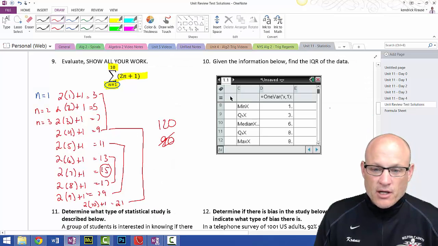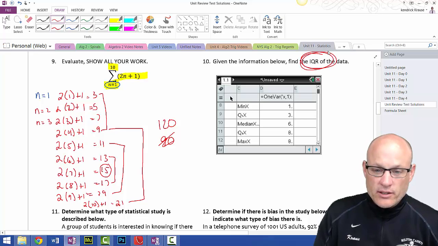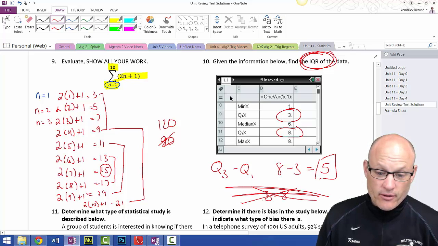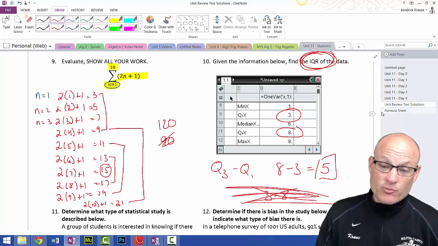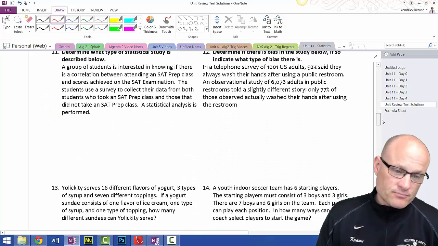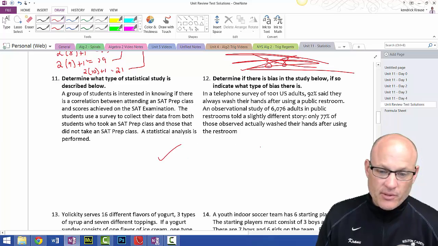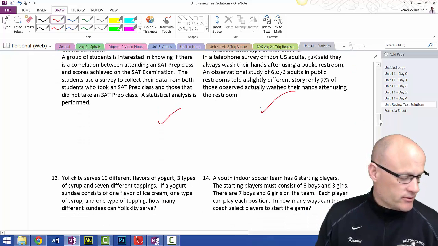All right, IQR. IQR is defined as the third quartile minus the first quartile, or Q3 minus Q1. And that is 8 minus 3, which is 5. Don't fall for the one that says, oh, the range is from 3 to 8. No, no, no. It's a number, how spread out the data is. I think I put survey here, response bias here.